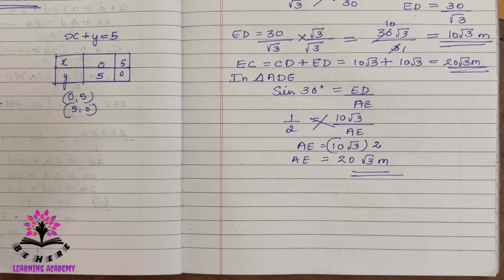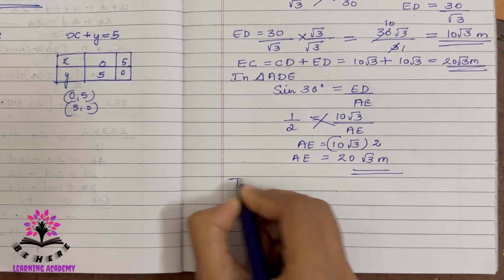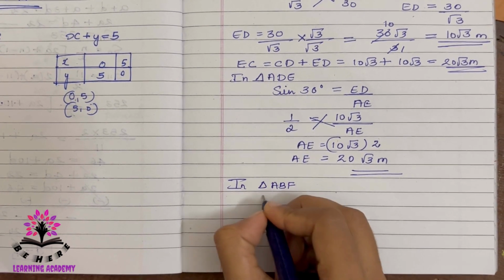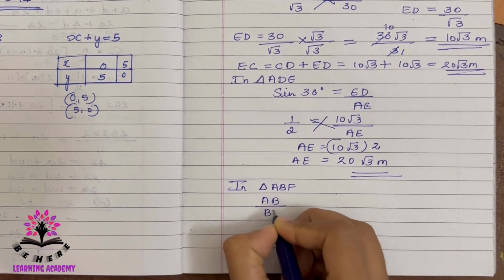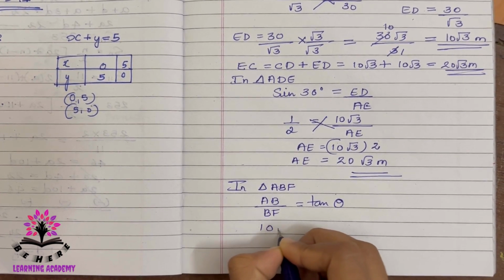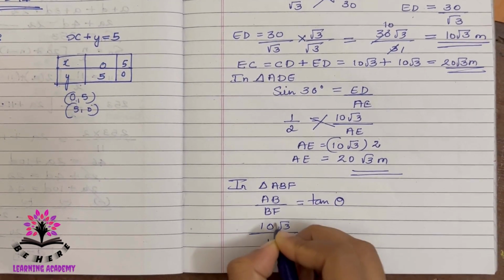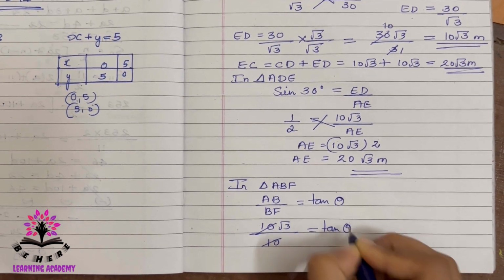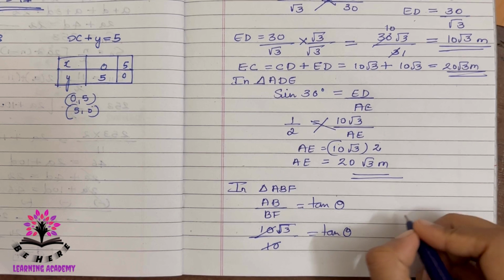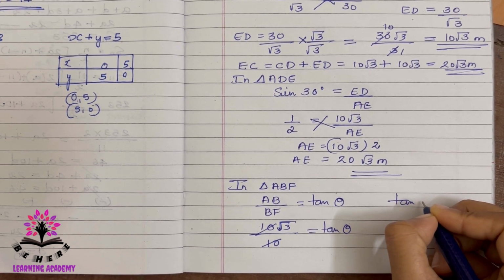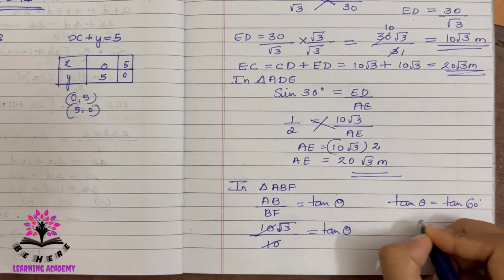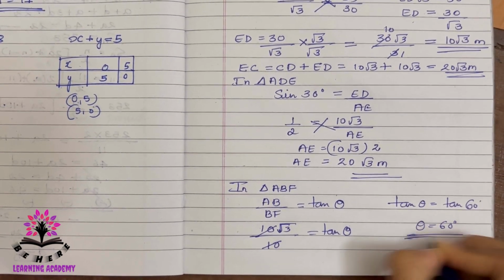Last step remaining is to find out the theta. So if I consider triangle ABF, AB by BF, that is nothing but tan theta. So AB value is 10 root 3, BF is 10, 10 and 10 cancel, that is equal to tan theta. So tan theta becomes root 3, when theta is equal to tan 60 degrees. So theta is 60 degrees.